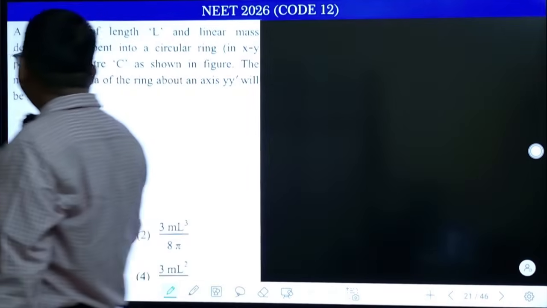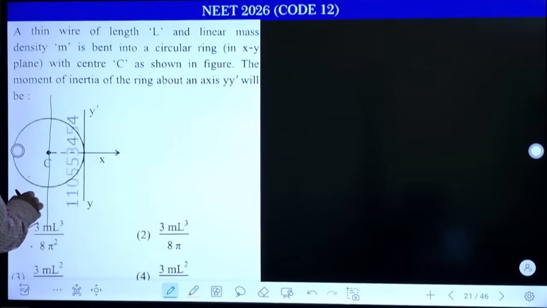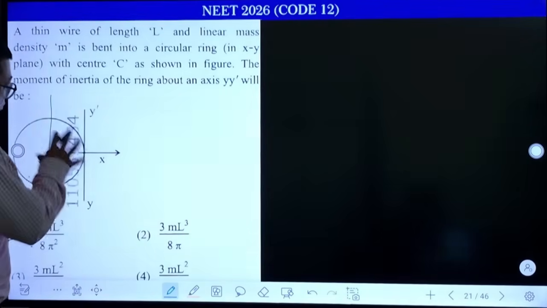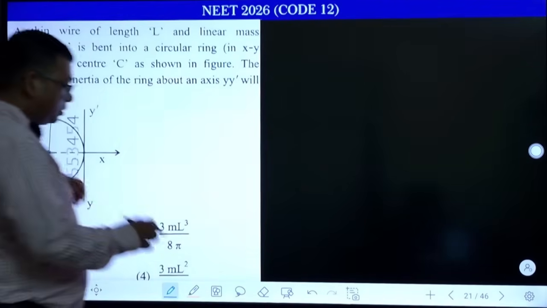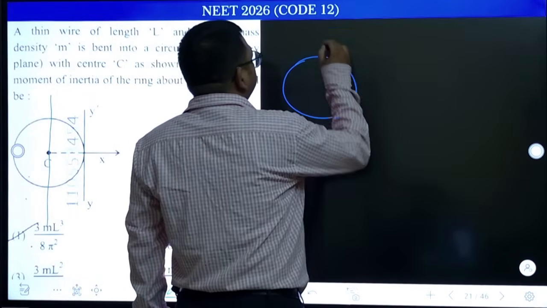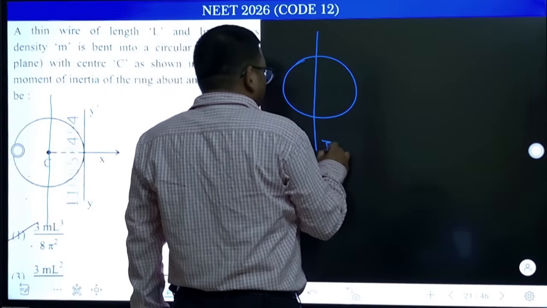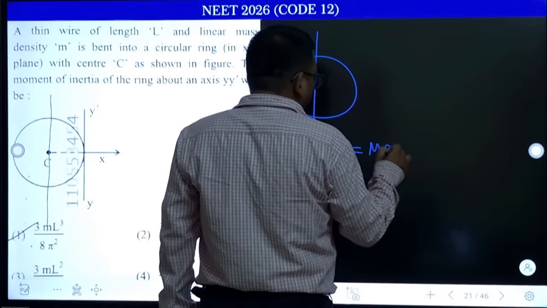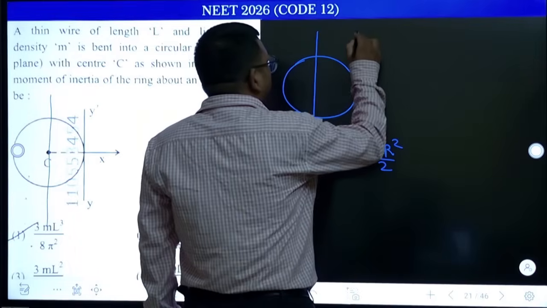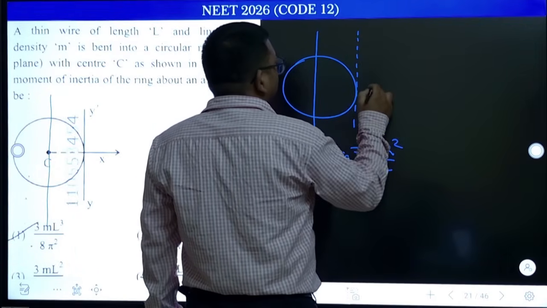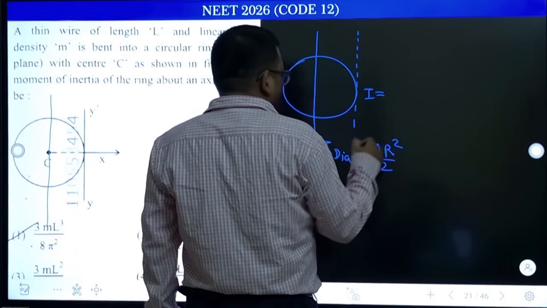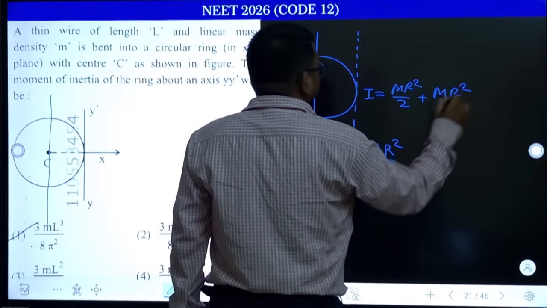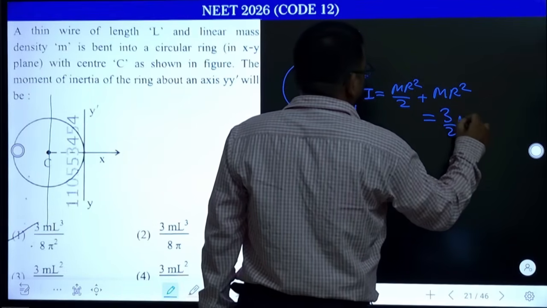So suppose I consider this. Then for the ring we know, let us say the total mass of the ring is m. So what about this? This is the diameter. Moment of inertia about the diameter is how much? It is mr square by 2. Now I want to calculate about this. So this will be how much? This is the center of mass, so mr square by 2 plus m into r square. So this is going to be 3 by 2 mr square.